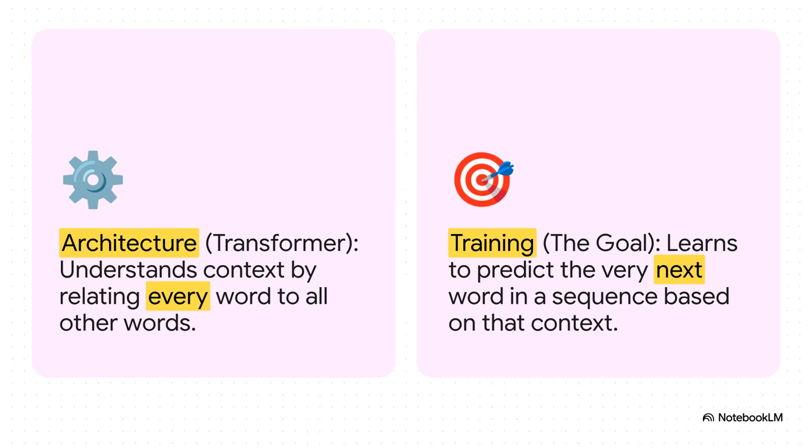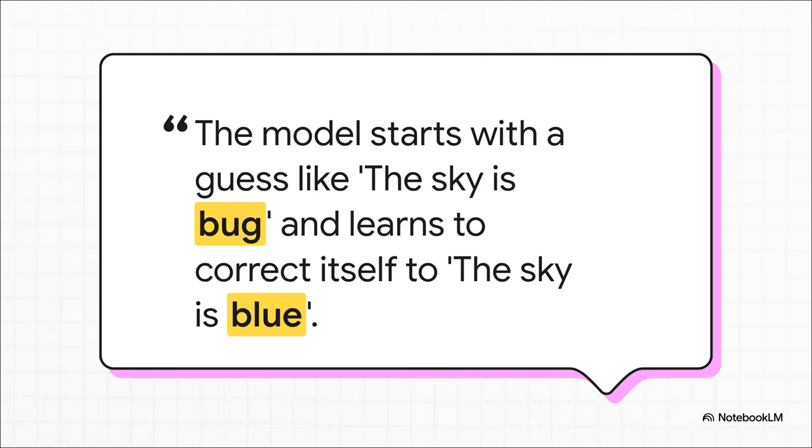The engine's architecture, it's called a transformer, has this incredible superpower. It understands context. It doesn't just look at a word by itself. It looks at every single word in relation to all the other words around it. And once it has all that context, its goal becomes surprisingly simple. All it has to do is predict the very next word. And here's how that plays out.